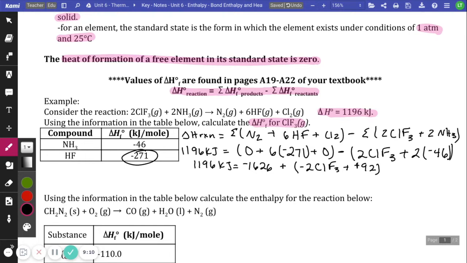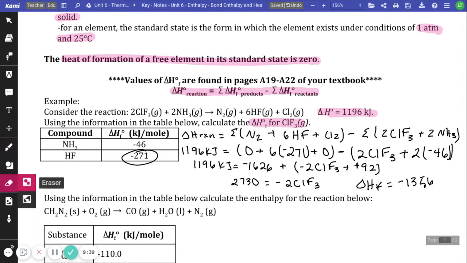Simplifying this reaction here, and if I do that, I combine my like terms and move things all over to one side. I get 2,730 is equal to negative 2 times the heat of formation of chlorine trifluoride. So when I solve for the heat of formation of my chlorine trifluoride, I would get negative 65, not 56 kilojoules.